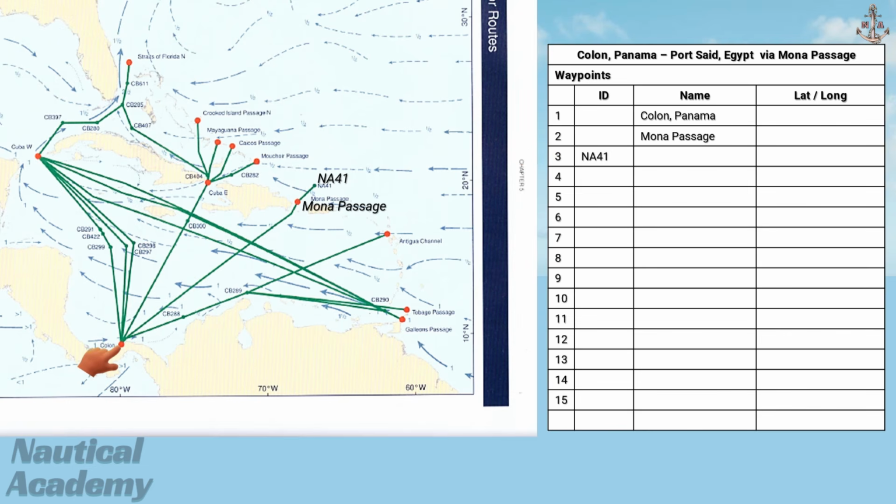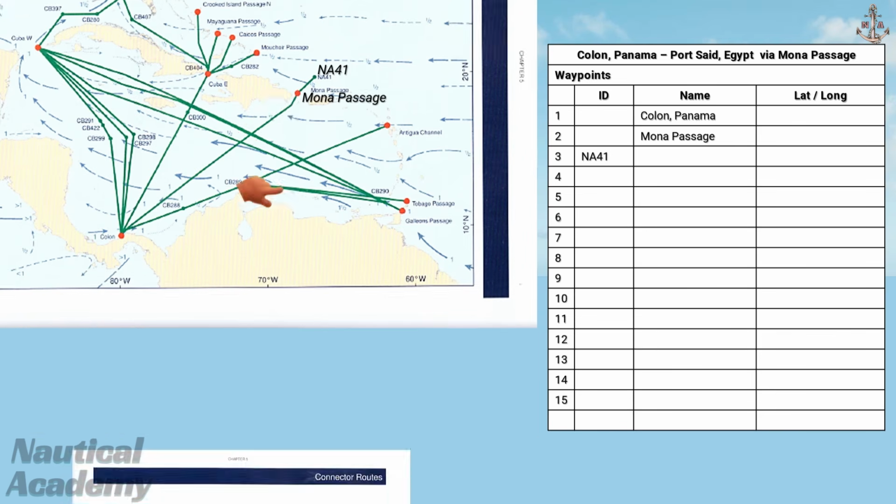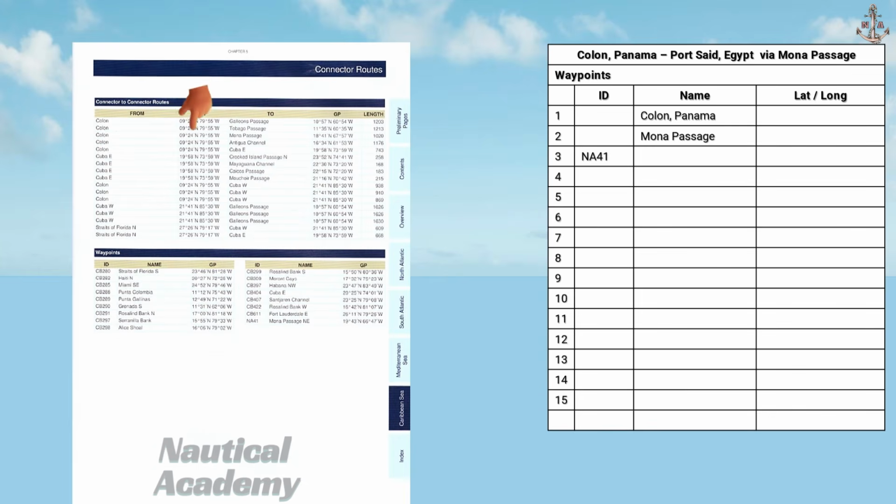Additional waypoints may be added later when we carry out detailed passage planning using other nautical publications, such as the Guide to Port Entry and Sailing Directions. However, in this video, we will use only Ocean Passages for the World. The geographical positions of the waypoints are listed on the page following each chart.